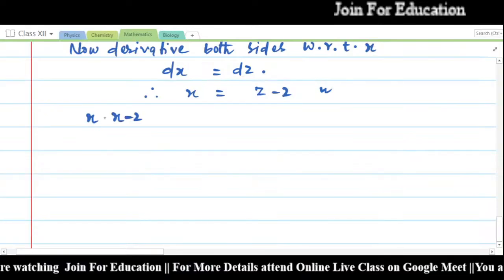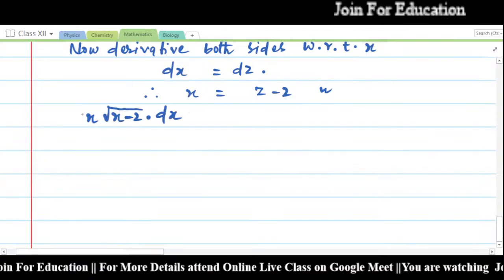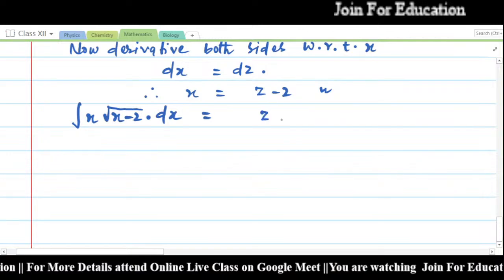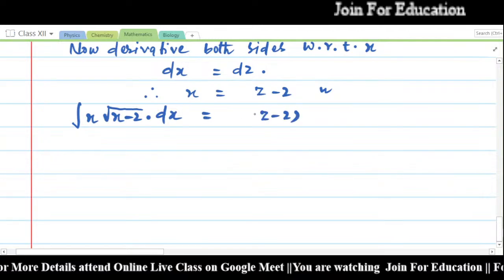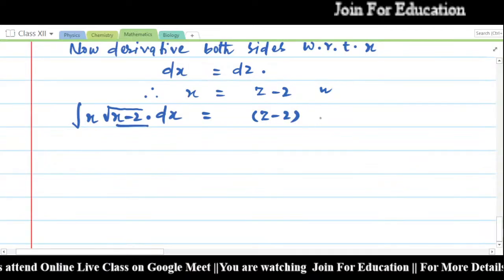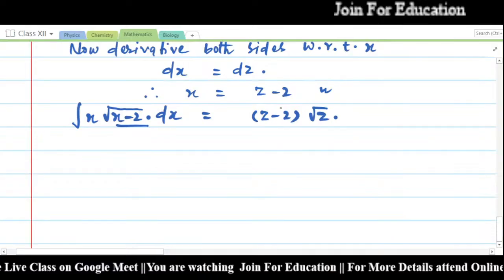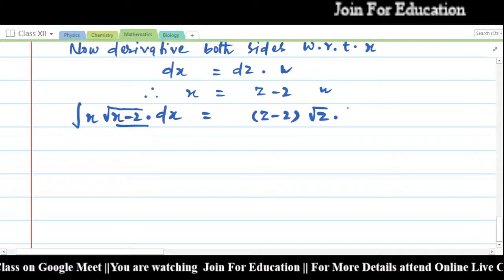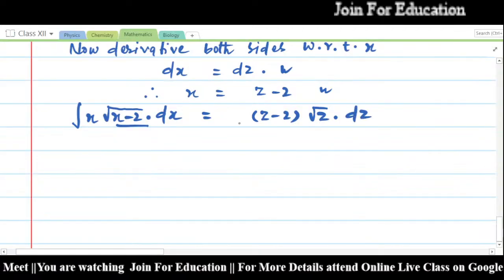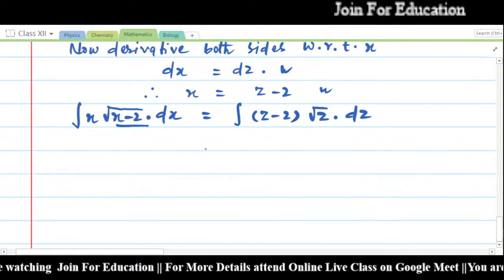Integration of x minus 2 over root into dx equals, the value of x here is z minus 2, and we suppose x minus 2 equals z, so we write down here z over root into the value of dx, which is dz, so we write down here dz. Put the symbol of integration. Of that there is no problem to understand up to this step.